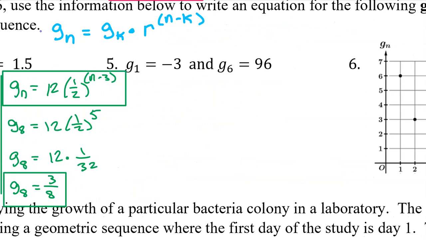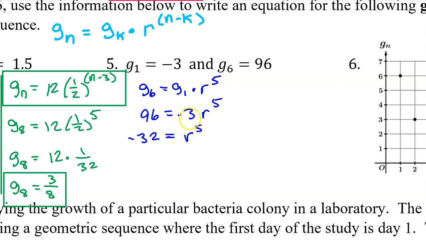Let's do the same thing for number 5. So we have G6 is going to equal G1 times r to the 6 minus 1 power. So that's r to the 5th power. But that is 96 is equal to negative 3 r to the 5th power. Dividing both sides by negative 3, we get negative 32 equals r to the 5th power. Taking the 5th root of both sides, we get r is equal to negative 2.